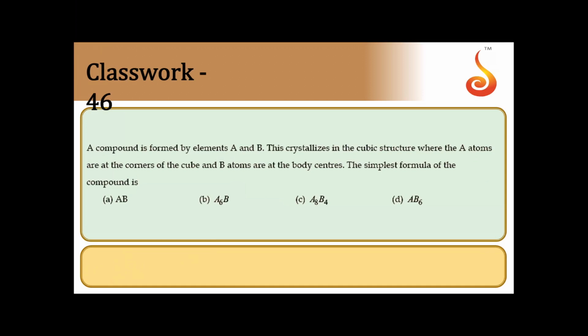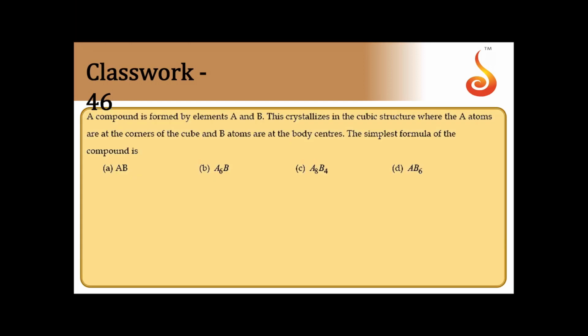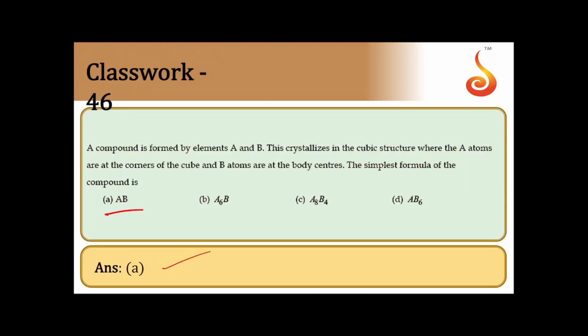A compound is formed by the elements A and B, crystallizes in a cubic structure where the A atoms are at the corners and B are at the body centers. Simplest formula: A at the corner means totally we have only one atom of A. B at the body center means there also we have only one atom of B. So it should be A1B1. So the answer is AB. Option A is the answer.